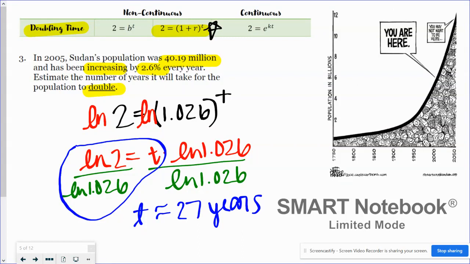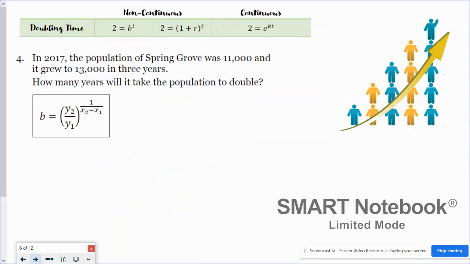So notice in this problem, they gave me the initial population. I don't need it. I don't need to know my initial values in order to figure out doubling time. It's really not necessary. I just need to know what the base of my function is and I'm good. Okay, so if they give me my initial value, great, that's nice. I don't need it. All right, one more.